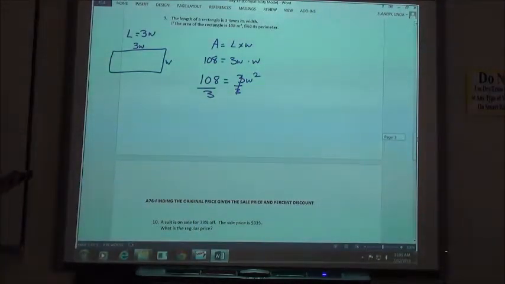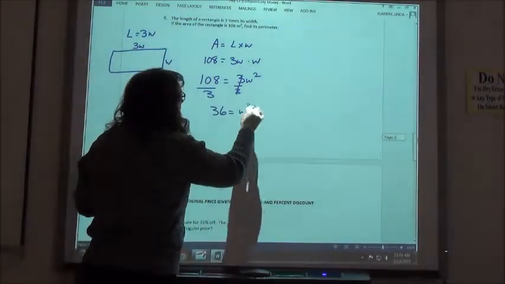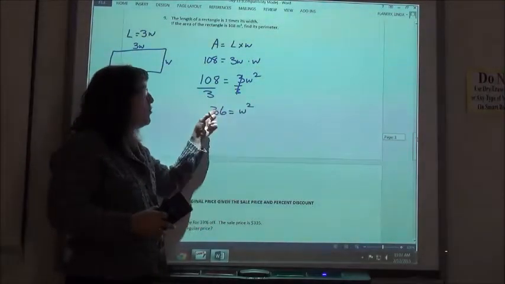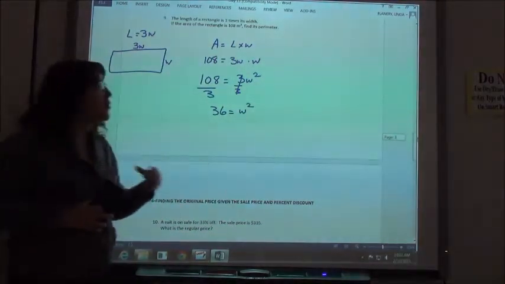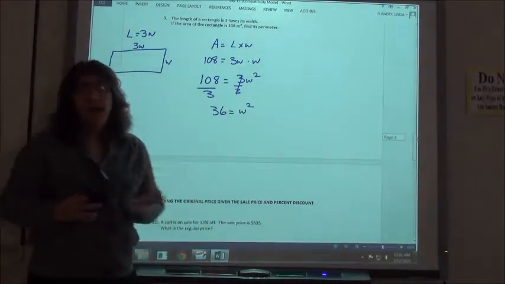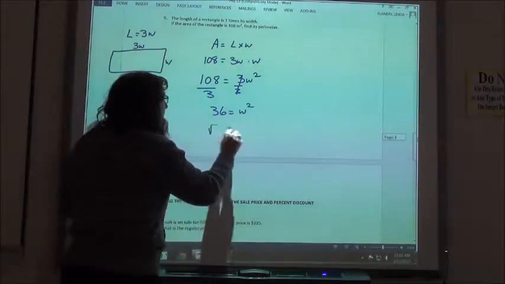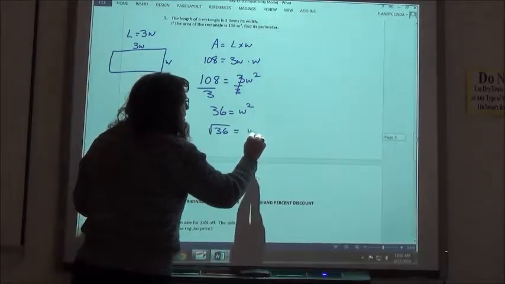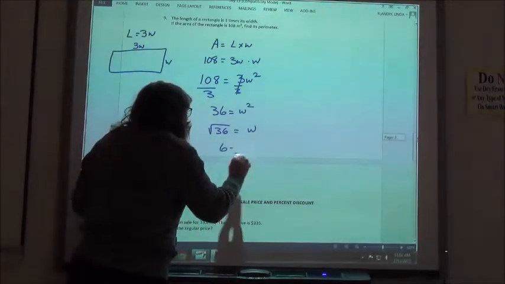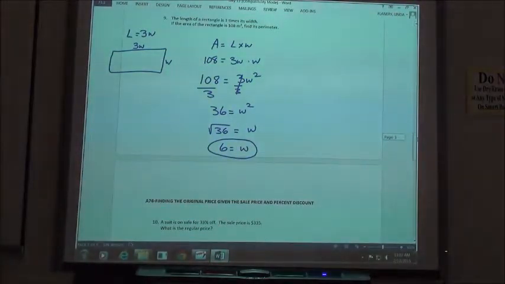108 divided by 3 is 36. So 36 is equal to W squared. Most of you probably can think of what number squared is 36, but technically what you're doing to get rid of the squaring is doing the opposite of squaring. The opposite of squaring is taking the square root of something. So we're going to say that the square root of 36 is what's equal to W. And the square root of 36 is 6, right? 6 times 6 is 36.